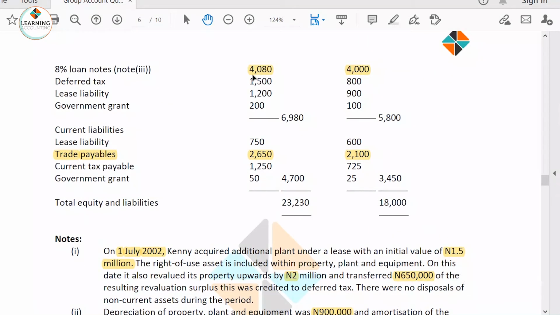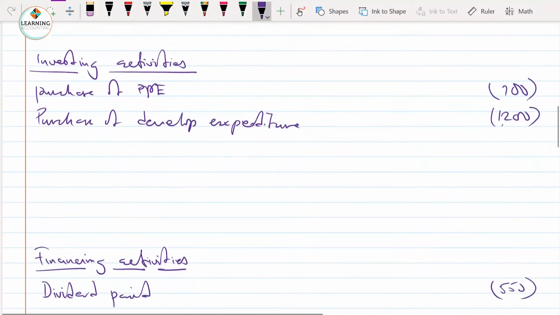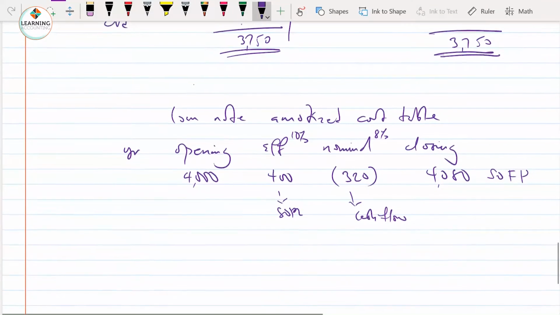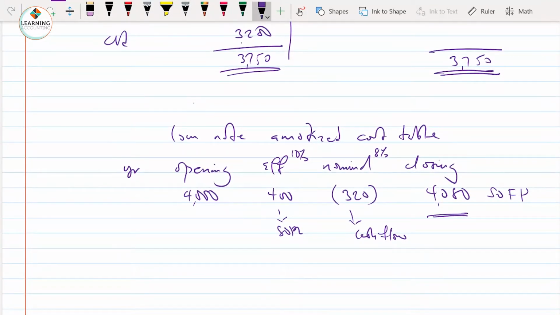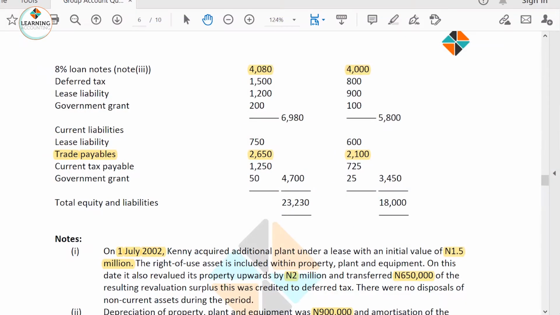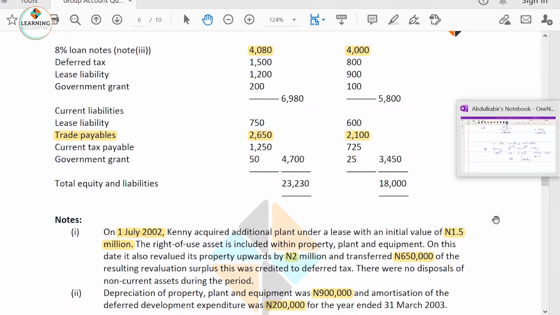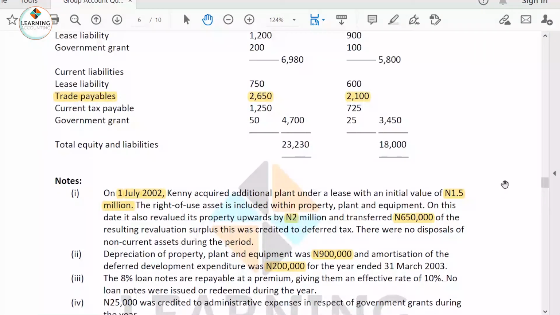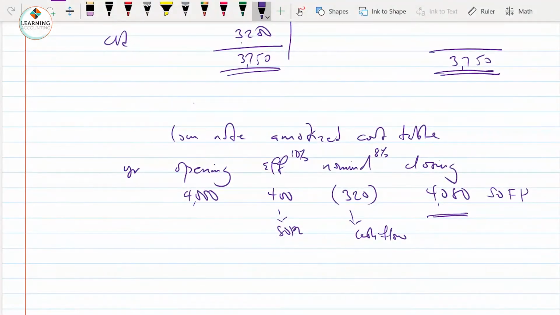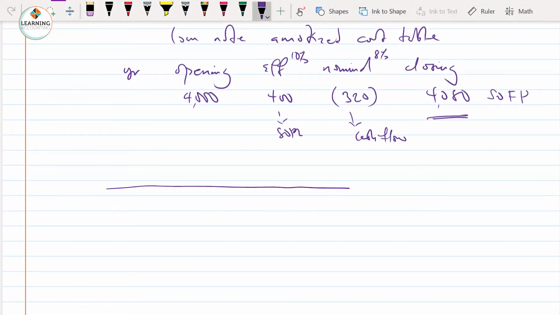So we now know why we have 4,080, and that's because of the amortization they did on the instruments. And that's this figure here, 4,080. But we only needed the cash flow that happened during the year on loan notes, which is 320. Okay, we're done with that. Then we have the deferred tax, and deferred tax will make us open a tax account. But before then, let's go on to that deferred tax account. Like I said, open a tax account.